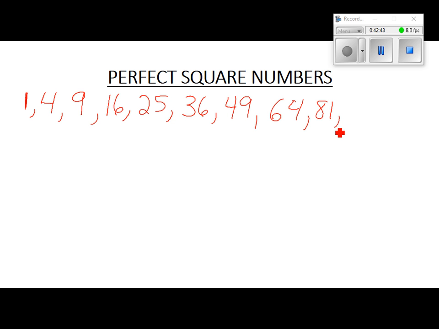81. Then what? 100. Then what? 121. That's 11 times 11. Then what? 144. That's 12 times 12. Then what? 169. You might grab your calculator now. Are you going to remember anything higher than that? Probably not. If you can know them, and you have to take the square root of a number that's one of those, then you don't have to grab your calculator. If it's anything higher than that, or you don't remember it, then you grab your calculator and take the square root anyway.